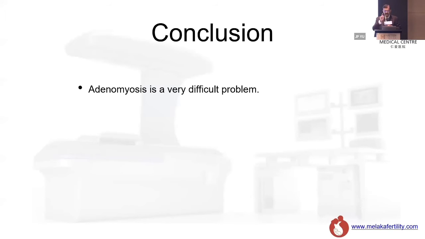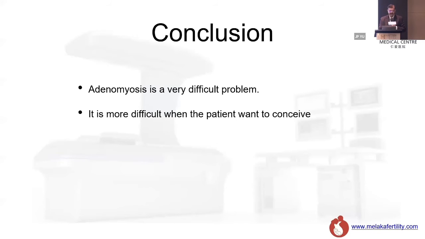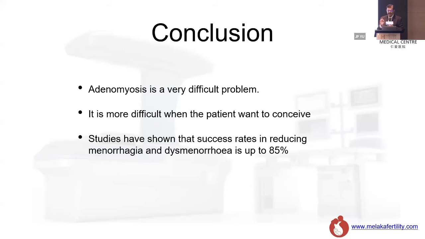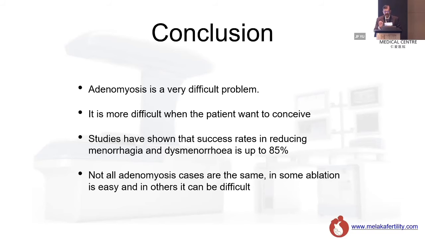Okay, in conclusion, adenomyosis is a very difficult problem. It is more difficult when the patient wants to conceive. Studies have shown that success rates in reducing menorrhagia and dysmenorrhea is up to 85%. Not all adenomyosis cases are the same. In some, ablation is easy. In others, it can be difficult. Those who are coming for training will see some of the cases that we do. Some can be really difficult, especially if there are lakes inside. These lakes are blocks for the treatment of adenomyosis. And some respond very well, some just don't respond, and we have to play around and see what to do with them.